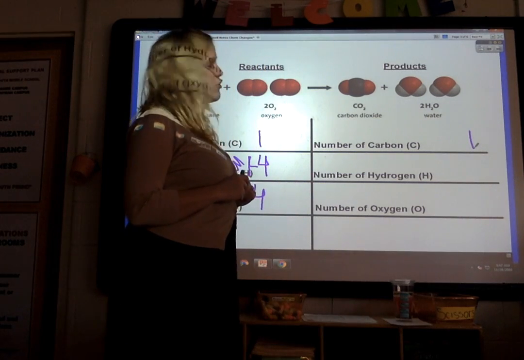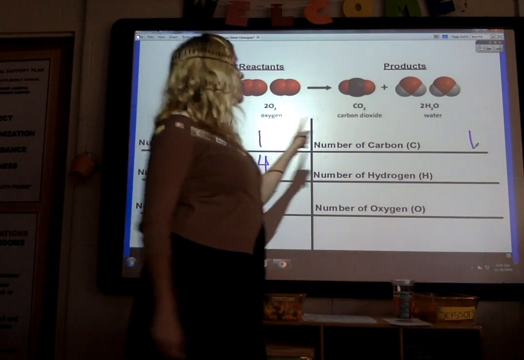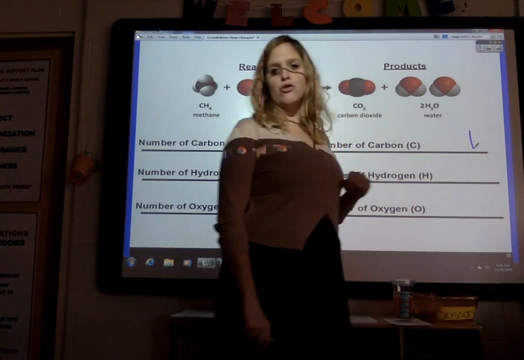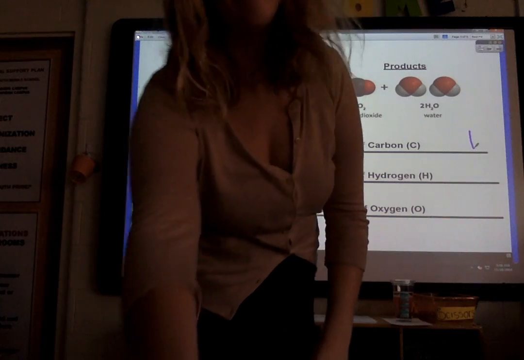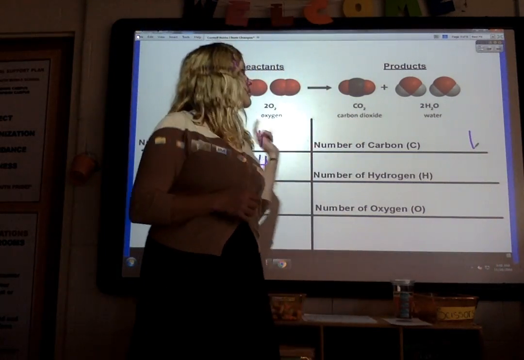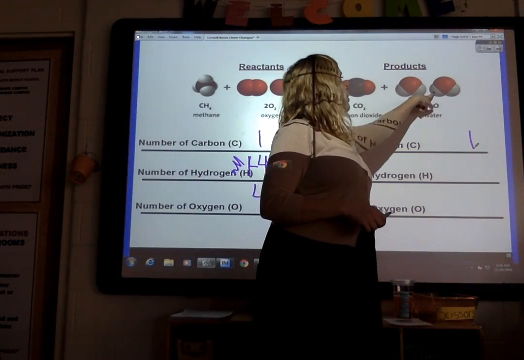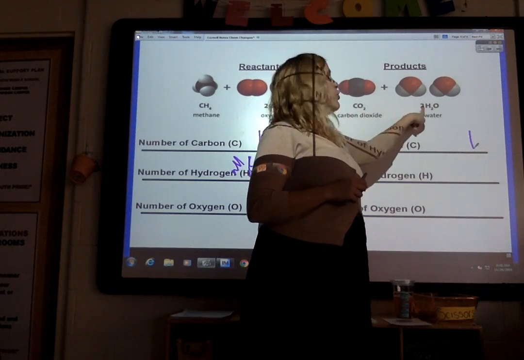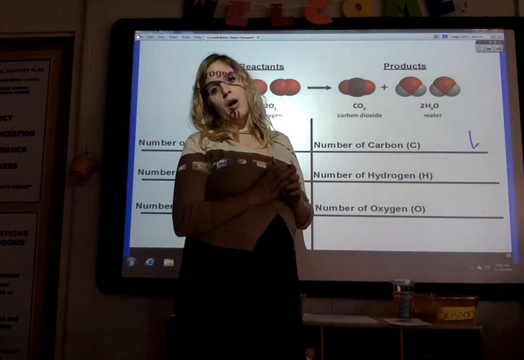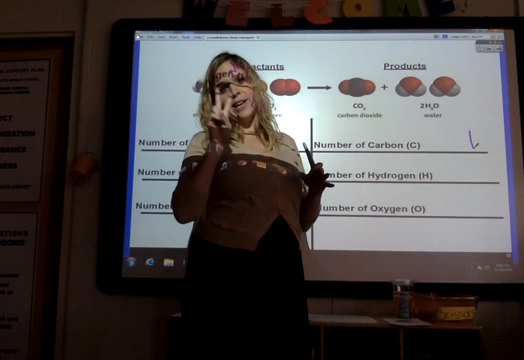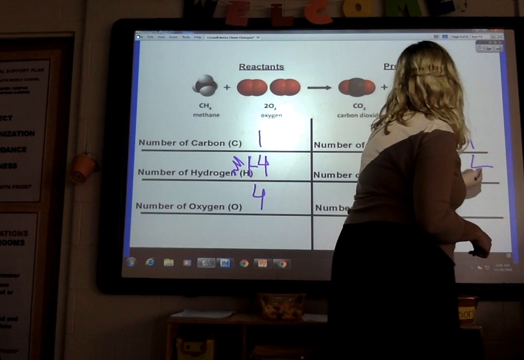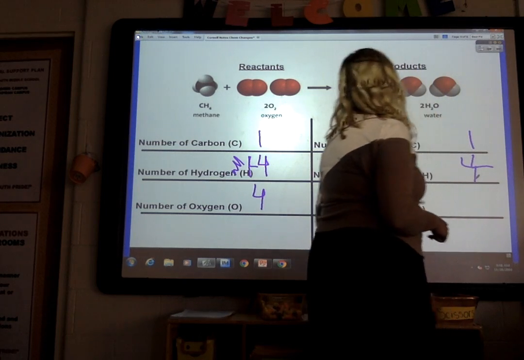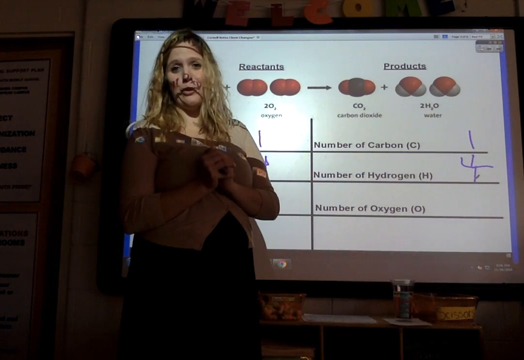Number of hydrogen. Now we have 2 molecules of H2O, or water. So let's count how many total hydrogen we have. 1, 2, 3, 4. Because we have 2 molecules of water, each containing 2 hydrogen. 2 times 2 is 4. That's a 4, in case you're wondering.